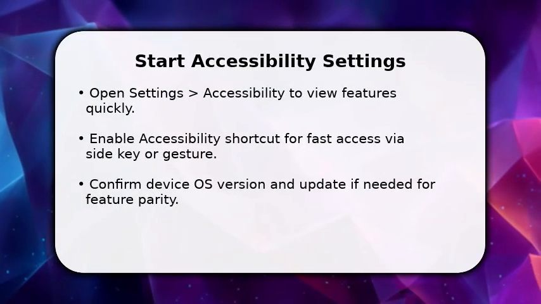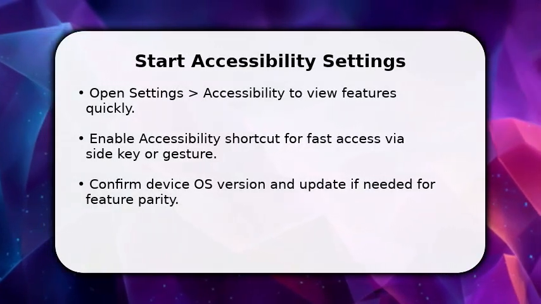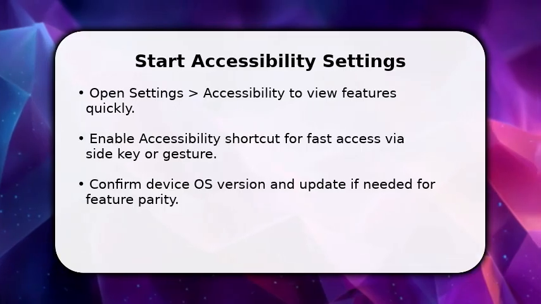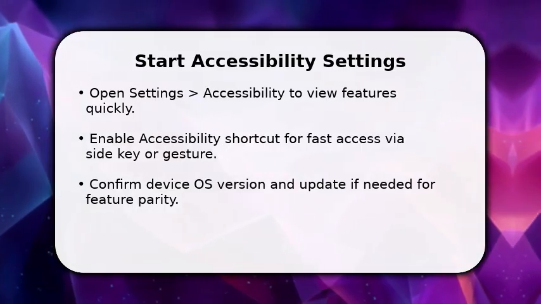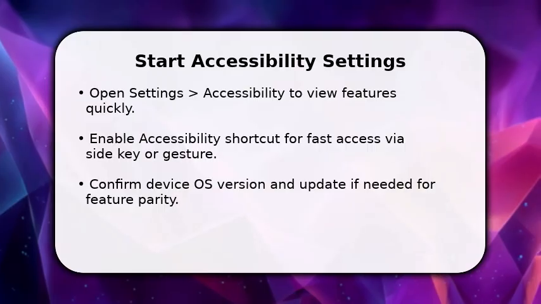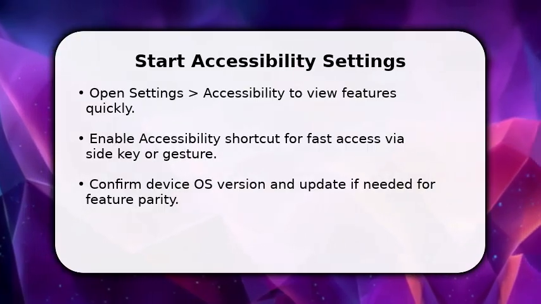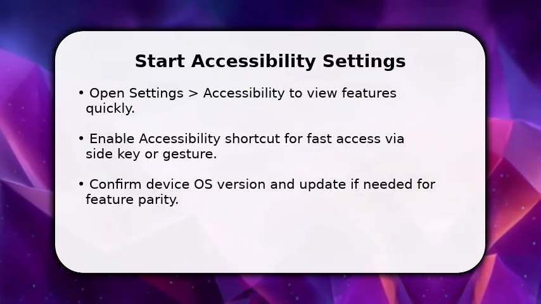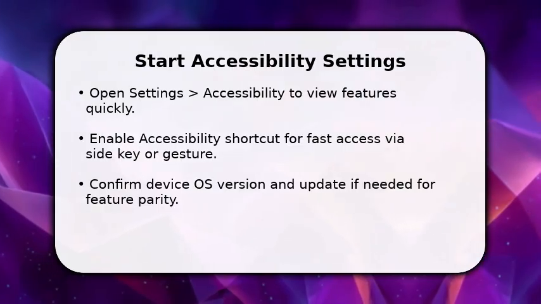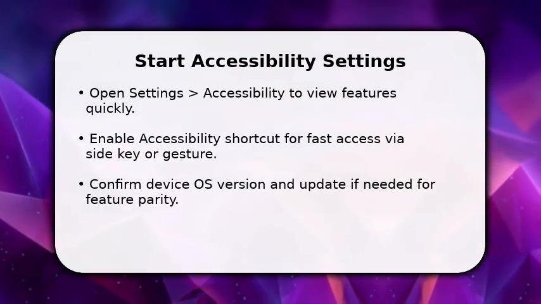You'll open Settings and go straight to Accessibility. That gets you into the Control Center for assistive tools. Once there, enable the Accessibility shortcut so you can toggle features with the side key or a triple tap. This saves time. Make sure your phone is on the latest update because some features require the current OS.